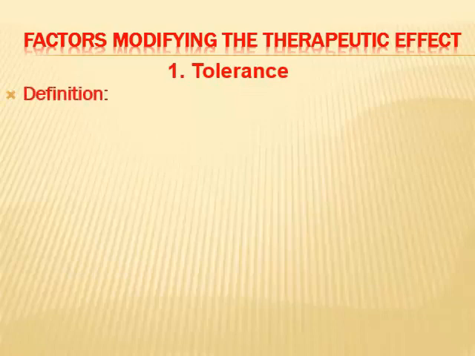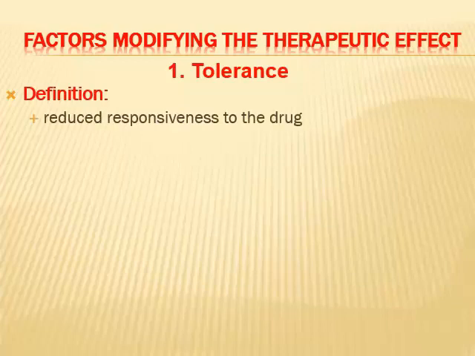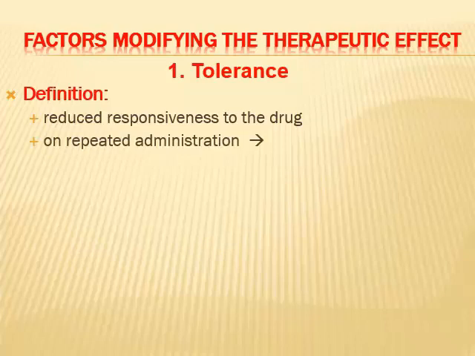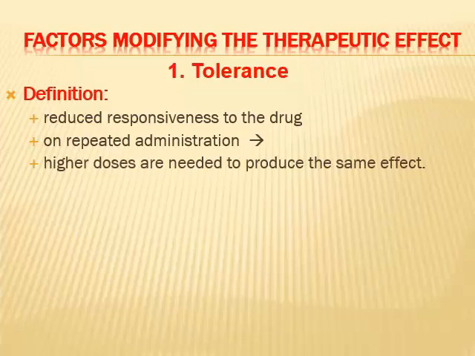Tolerance is defined in three words. 1. It is decreased response to the drug. 2. That occurs on repeated administration. 3. So that the patient needs higher doses to get the full effect of the drug.